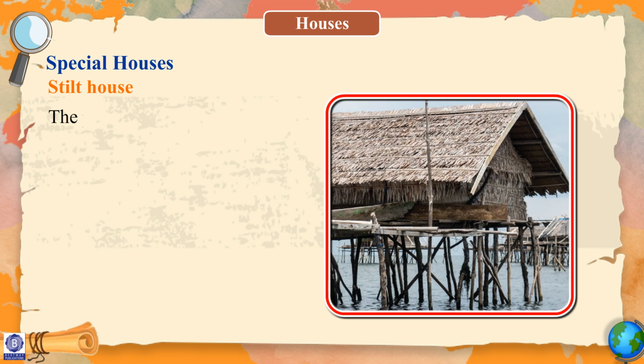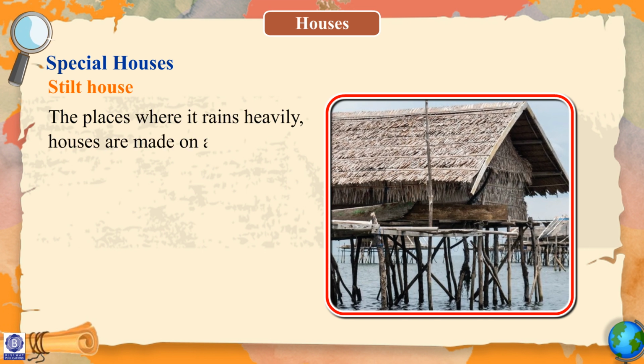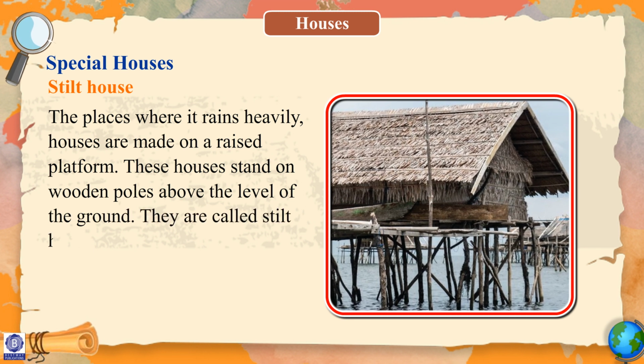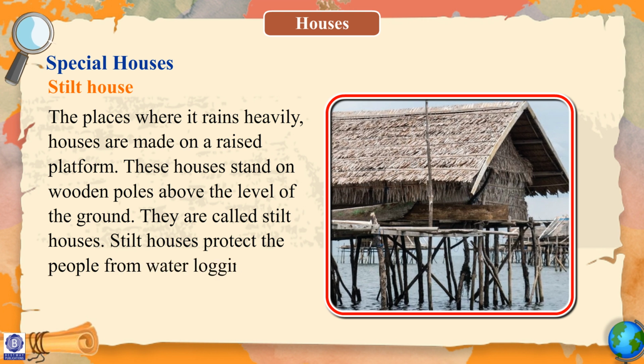Stilt house. In places where it rains heavily, houses are made on a raised platform. These houses stand on wooden poles above the level of the ground. They are called stilt houses. Stilt houses protect the people from waterlogging during heavy rainfall.